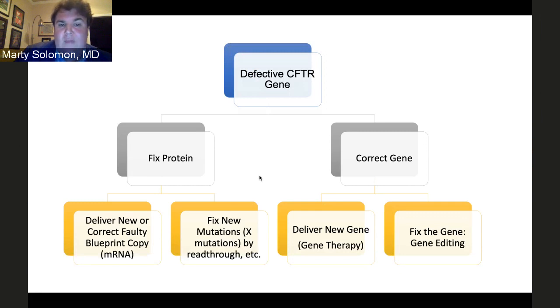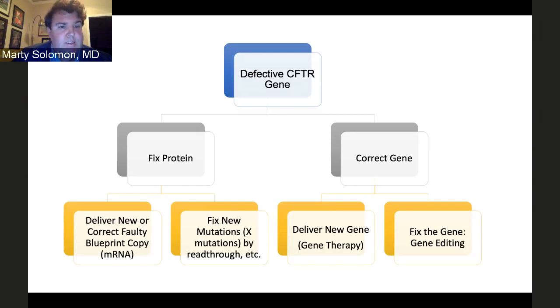One option is we correct the gene itself, and that can be done by delivering a new gene. That's called gene therapy. Or we could fix the gene blueprint by editing it. So Eleanor used the concept of spelling defects in the gene blueprint. So we could correct the spelling defects directly in the blueprint and allow it then to function as a good blueprint for working the protein through the assembly line process.